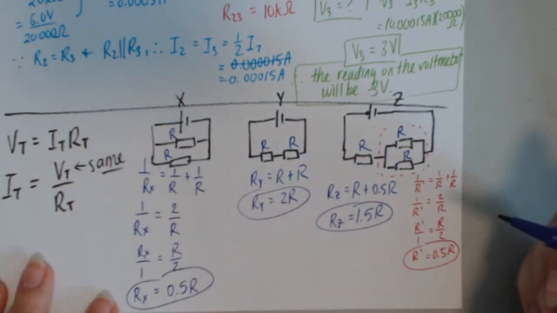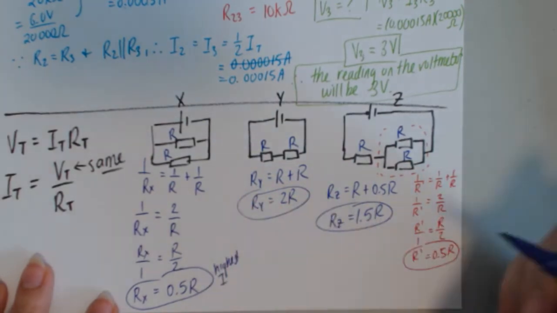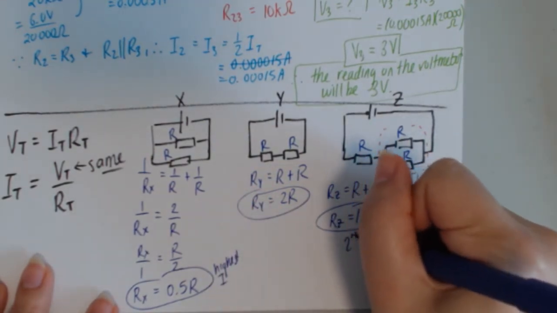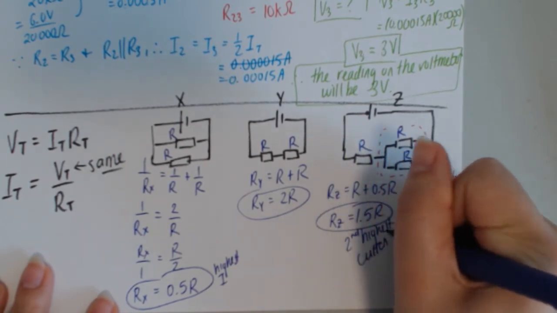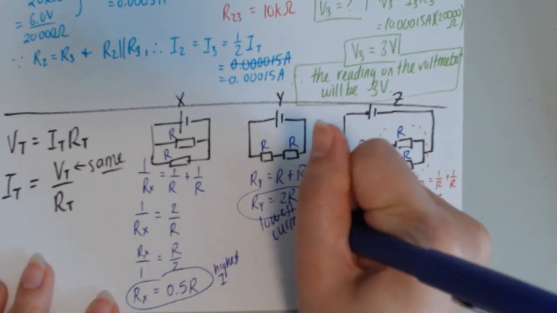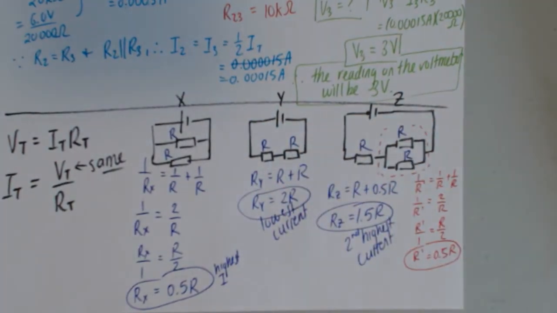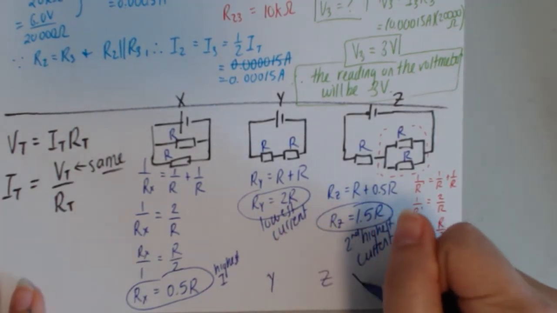Which means the highest current will be here, highest current, second highest current, and this will be the lowest current. Of course, when you have everything in series, you're not going to have very good current. So that means from lowest to highest, it should be Y, Z, X.